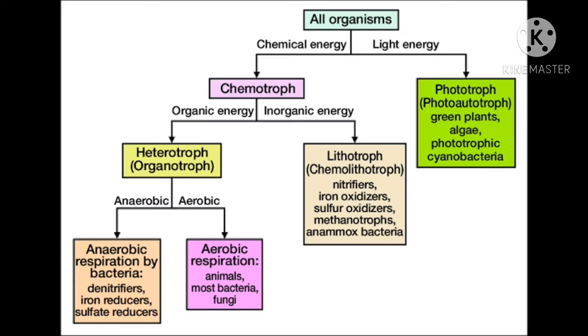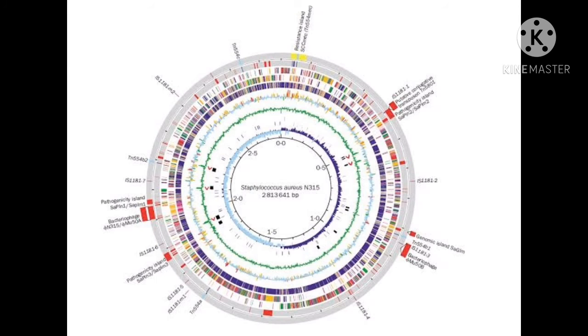And in heterotrophs, there is anaerobic respiration and aerobic respiration. Anaerobic respiration requires no oxygen, and an example of this is bacteria, while aerobic respiration requires oxygen, and most of them are bacteria and fungi.